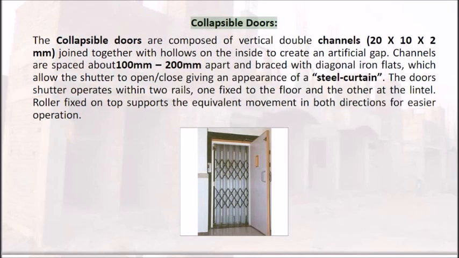Collapsible doors. The collapsible doors are composed of vertical double channels, 20 x 10 x 2 mm, joined together with hollows on the inside to create an artificial gap. Channels are spaced about 100 to 200 mm apart and braced with diagonal iron flats, which allow the shutter to open and close, giving the appearance of a steel curtain. The door's shutter operates within two rails, one fixed to the floor and the other at the lintel. A roller fixed on top supports the equivalent movement in both directions for easier operation.